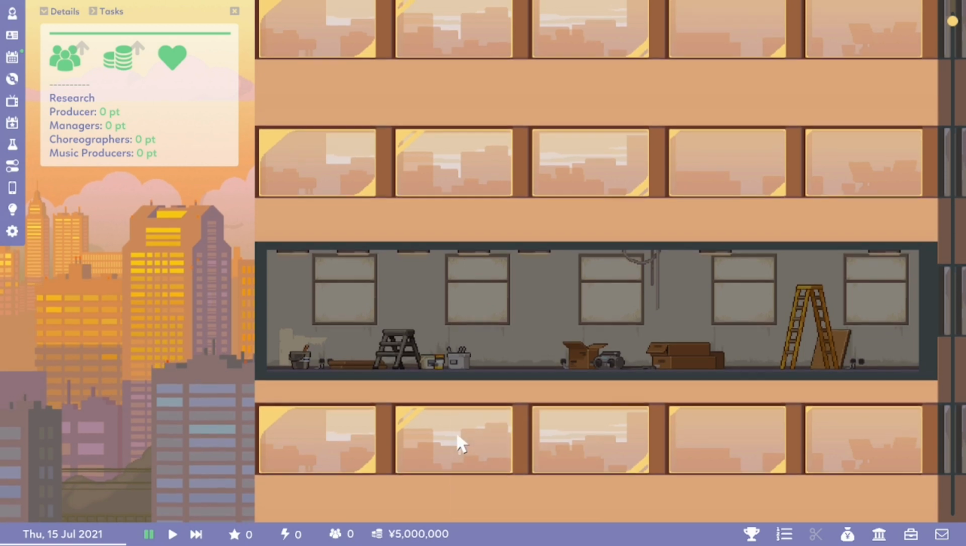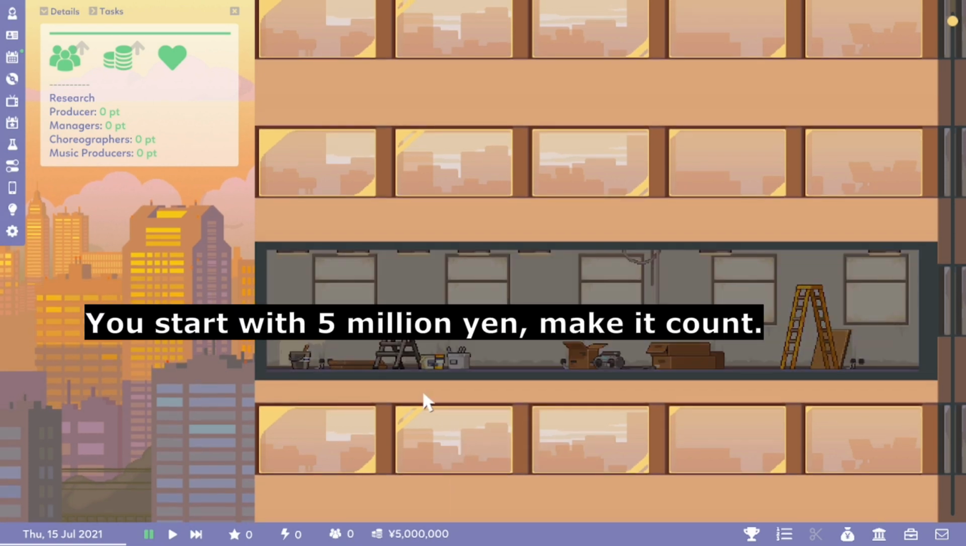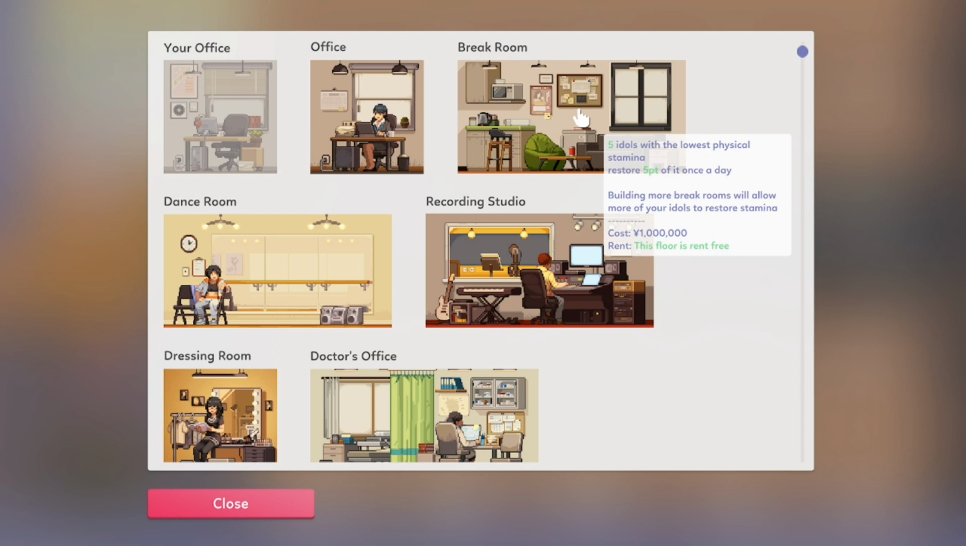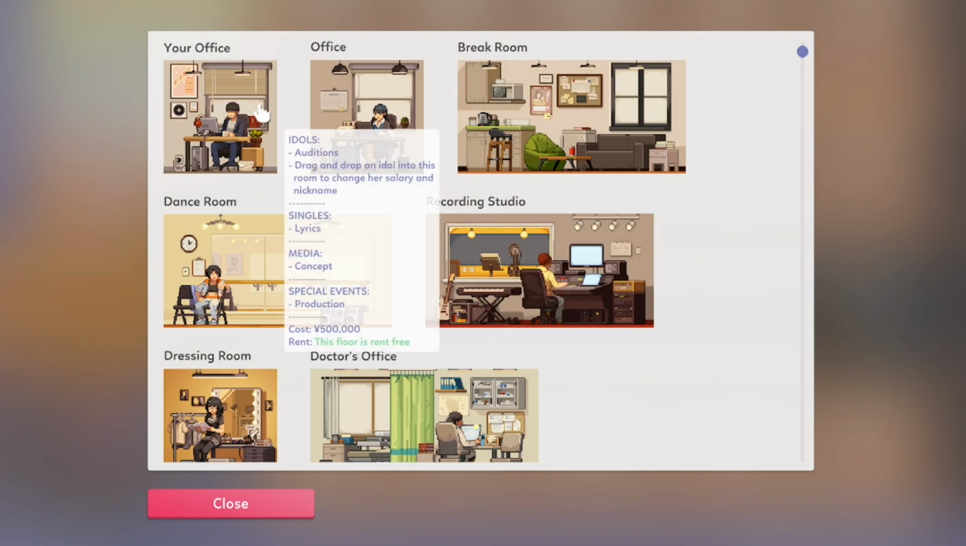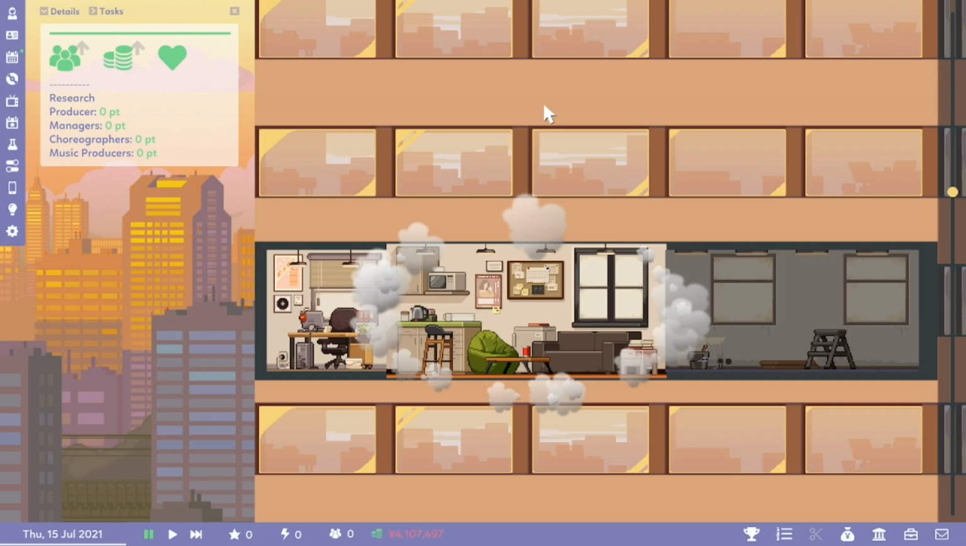First things first, you should choose your early investments carefully. The first floor that you occupy in this game, practically speaking, costs you nothing in rent per week. During the beginning, I'd build the office for my character and a break room.